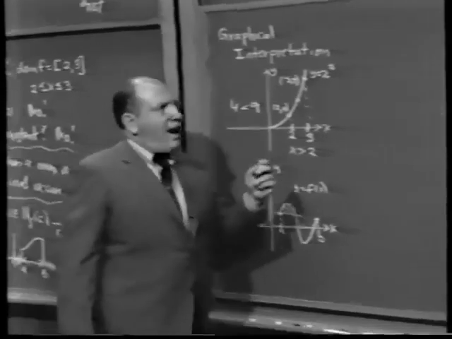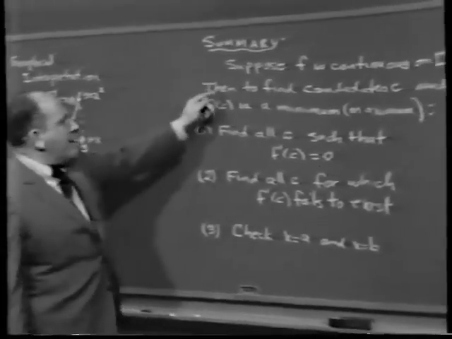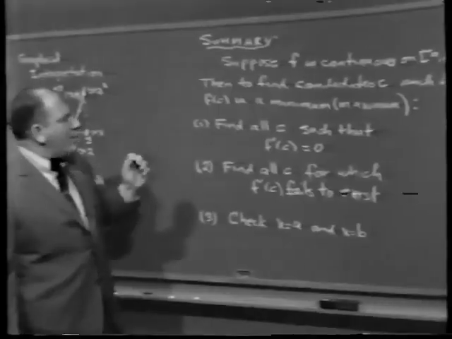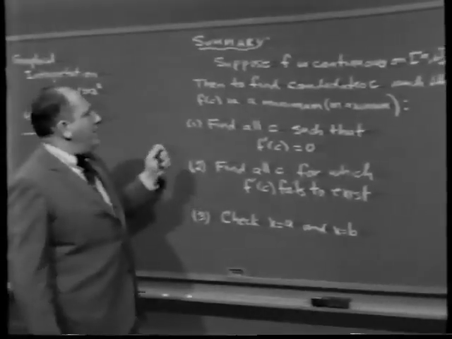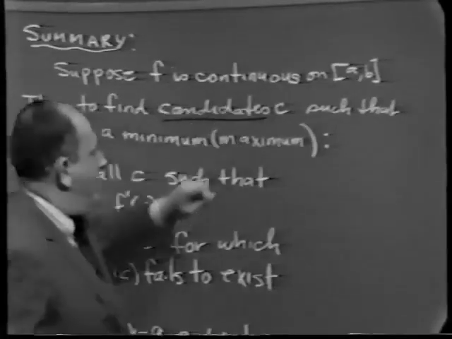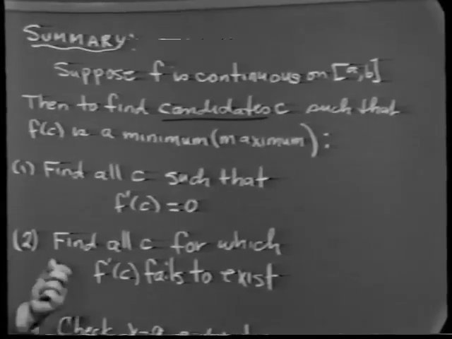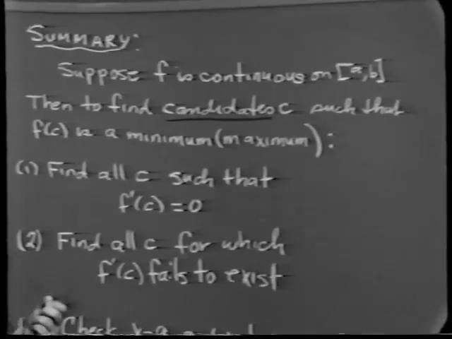In fact, let's summarize, and I'm going to summarize again at the end of the lecture, but the idea is this. If f of x is continuous on the closed interval from a to b, and here's the key word, to find candidates. You know the old cliche about many are called but few are chosen. In this case, few are called and even fewer are chosen.